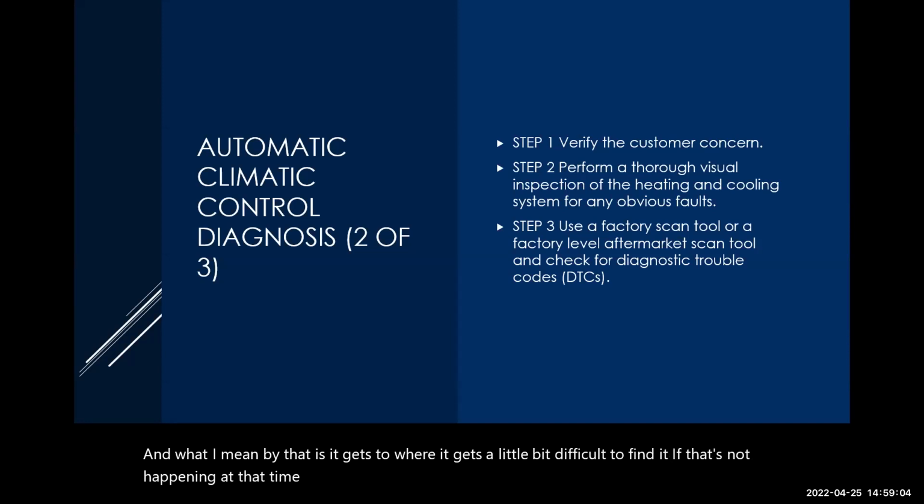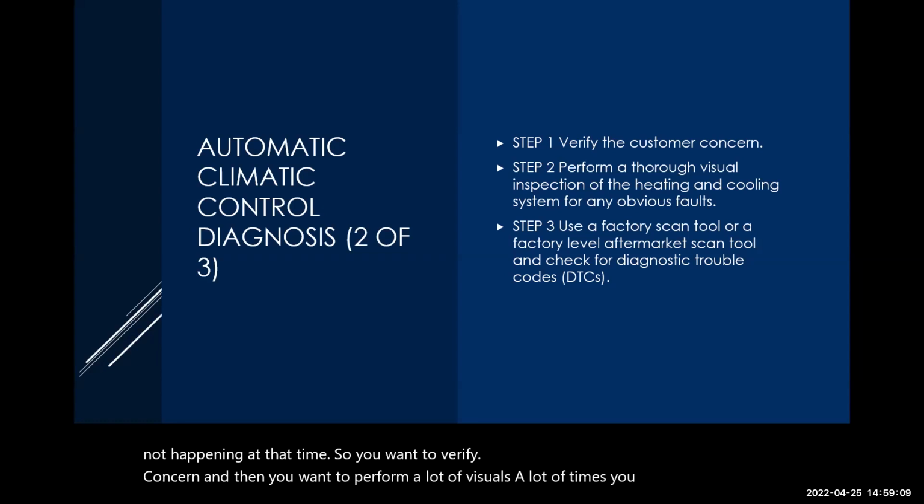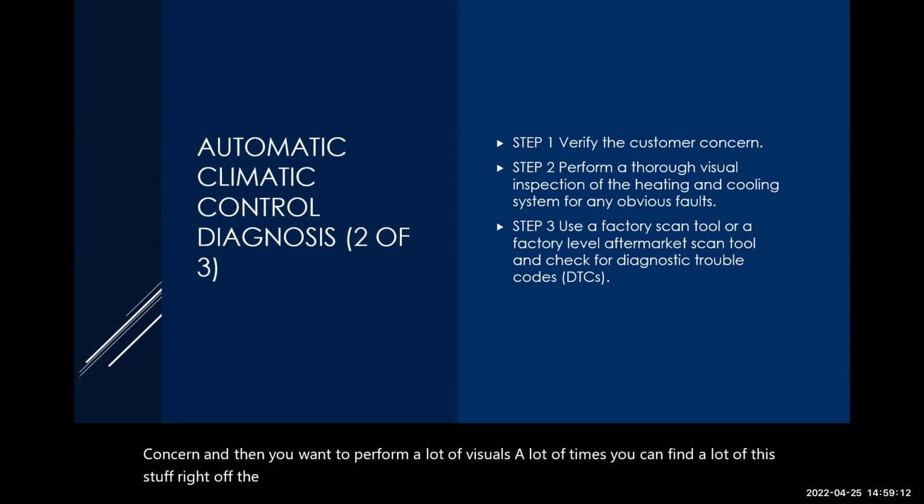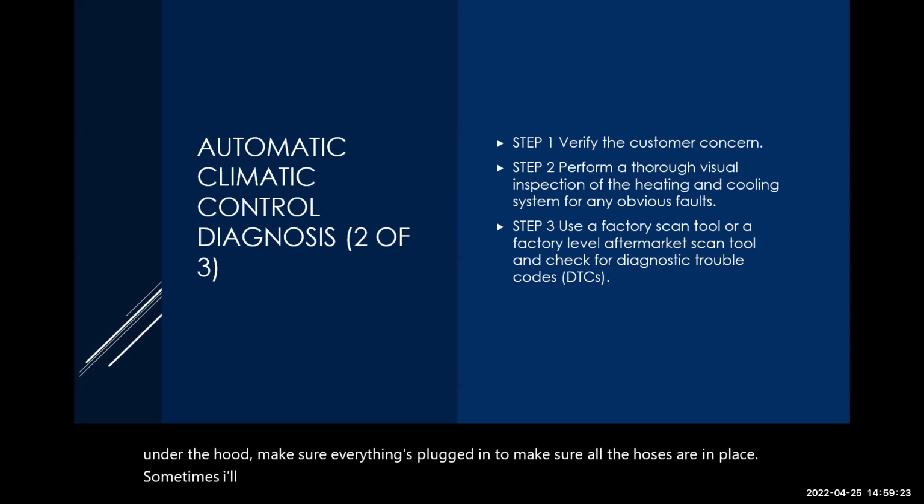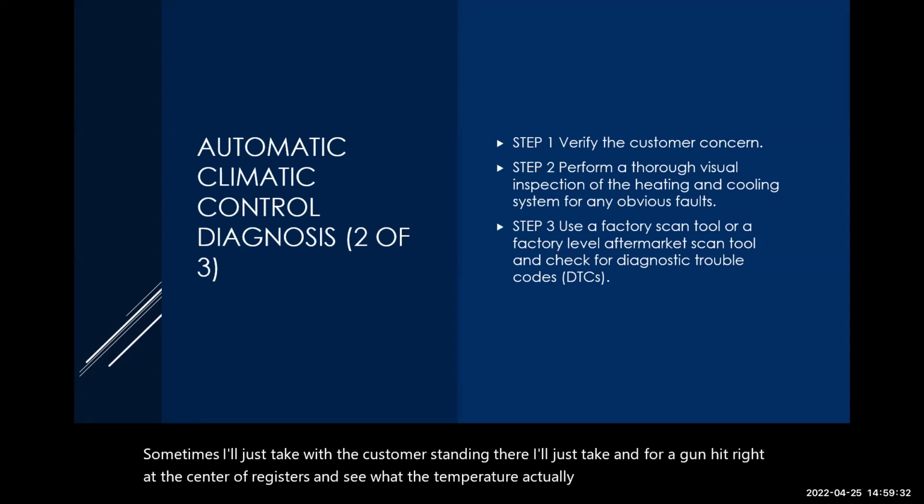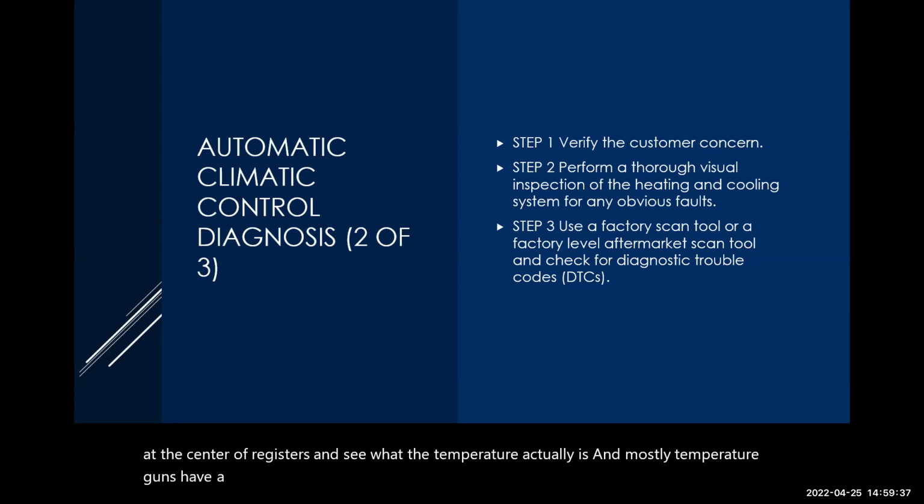So you want to verify the concern, and then you want to perform a lot of visuals. A lot of times you can find a lot of this right off the get-go. Like I've said a few times, I do some really quick checks. I look under the hood, make sure everything's plugged in, make sure all the hoses are in place. Sometimes, with the customer standing there, I'll take an infrared gun and hit right at the center registers to see what the temperature actually is. Most of the temperature guns have a hold mechanism, so you can show the customer what the temperature actually is at that time.